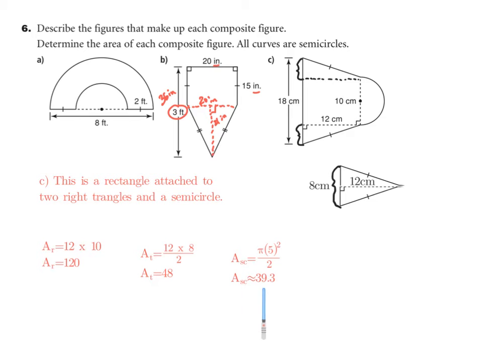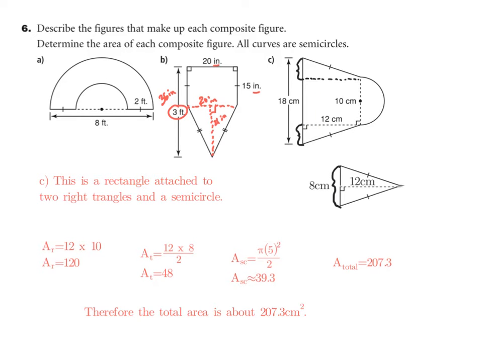That's about 39.3. Add them all up, you get about 207.3. They're all in centimeters, which is lucky, so that's in centimeters squared. Remember, it's a flat surface, so the only way to measure it is with little squares, so centimeters squared.